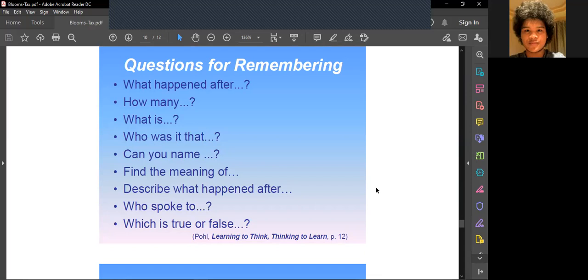Find the meaning of. Okay. Describe what happened after. Who spoke to? Which is true or false? So these are just the guide questions for remembering, and they could be used as a form of essay.